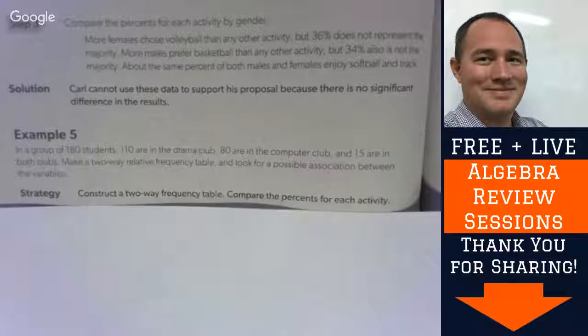So what do we think? Let's do number 5 together now. In a group of 180 students, 110 are in the drama club, 80 are in the computer club, and 15 are in both clubs. Make a two-way frequency table and look for possible association between the variables.